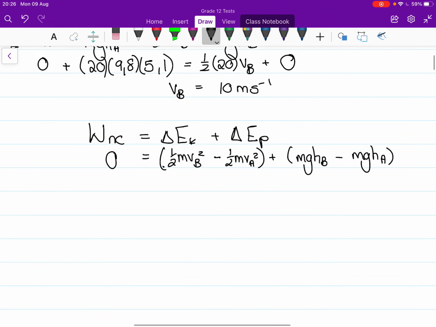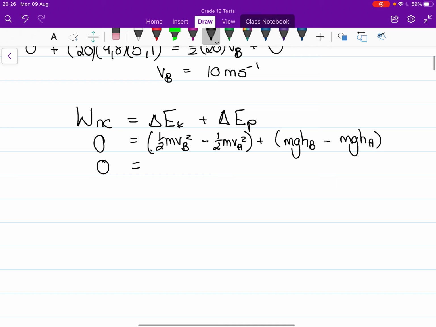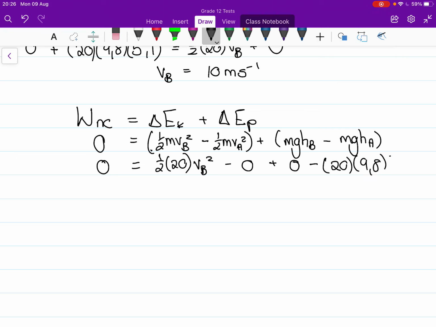So we have 0 equal to a half times 20 times VB squared minus 0, plus 0 minus 20 times 9.8 times 5.1. Now, if you don't get the final minus initial correct on this part, you're going to end up trying to find the square root of a negative number. You can't do that. It's mathematically not possible. And here you get 9.998, which rounds off to 10.